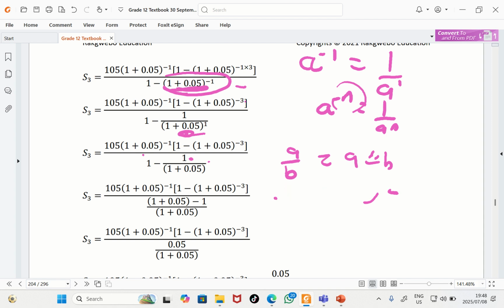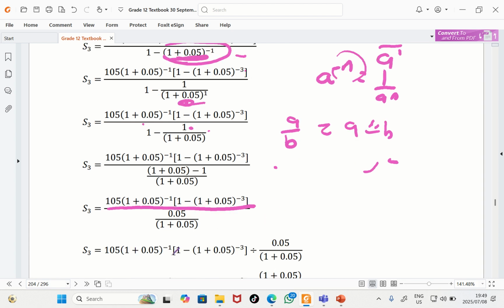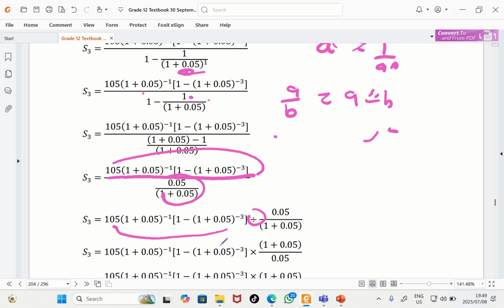So what I'm going to do from here is change this thing to the division sign such that I get this whole thing here divided by that thing over there. Do you guys see?